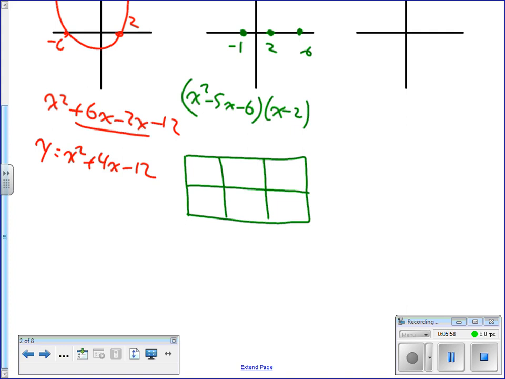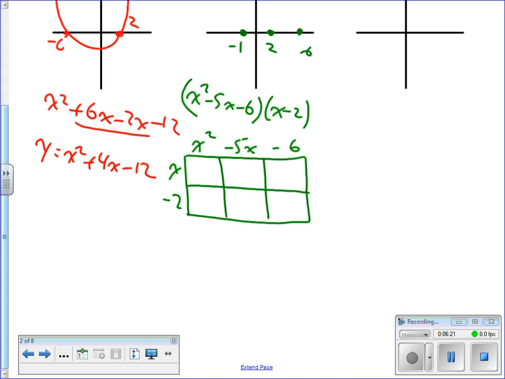Why is it 3 by 2? Because one of them has 3 terms, the other one has 2 terms. Line up the 3 terms and line up the 2 terms over the tops of the boxes. So I have x squared minus 5x minus 6 and x minus 2.